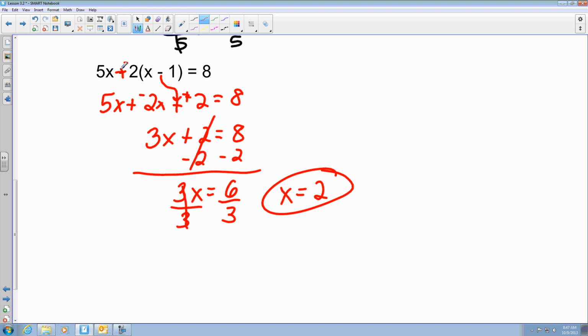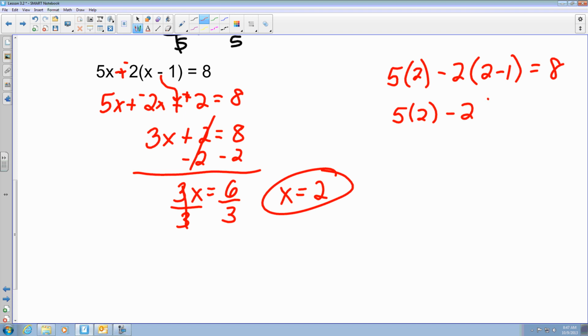Let's check. So I have 5, and let's put 2 in here, and let's go minus 2 times the quantity of 2 minus 1, and let's see if it equals 8. Let's deal with the parentheses first. So I'm going to go 5 times 2 minus 2 times 2 minus 1. That gives me 1. See if it equals 8.